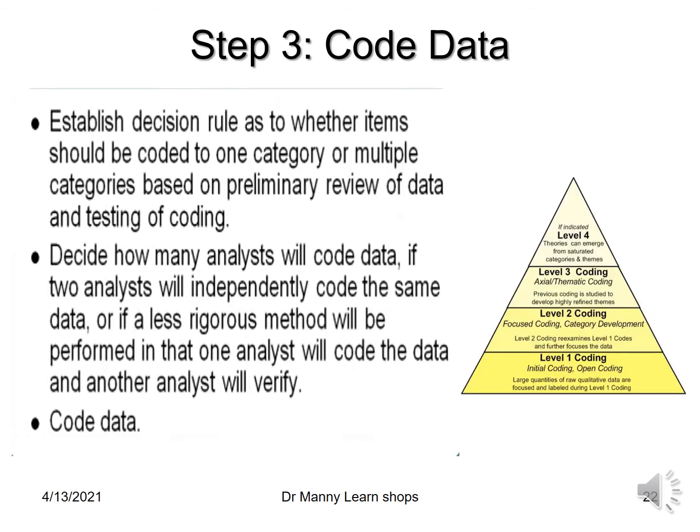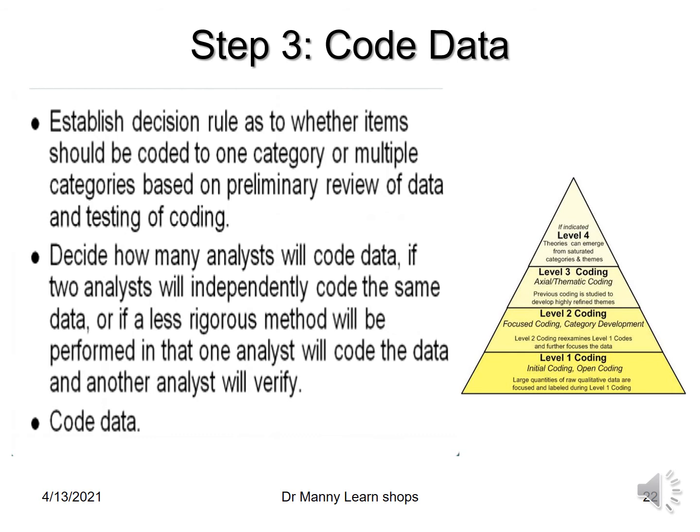Step 3 involves coding of the data. This is where the team, or you, establish a decision rule as to whether items should be coded to one category or whether they can be coded to multiple categories, based on the preliminary review and the testing of the coding.